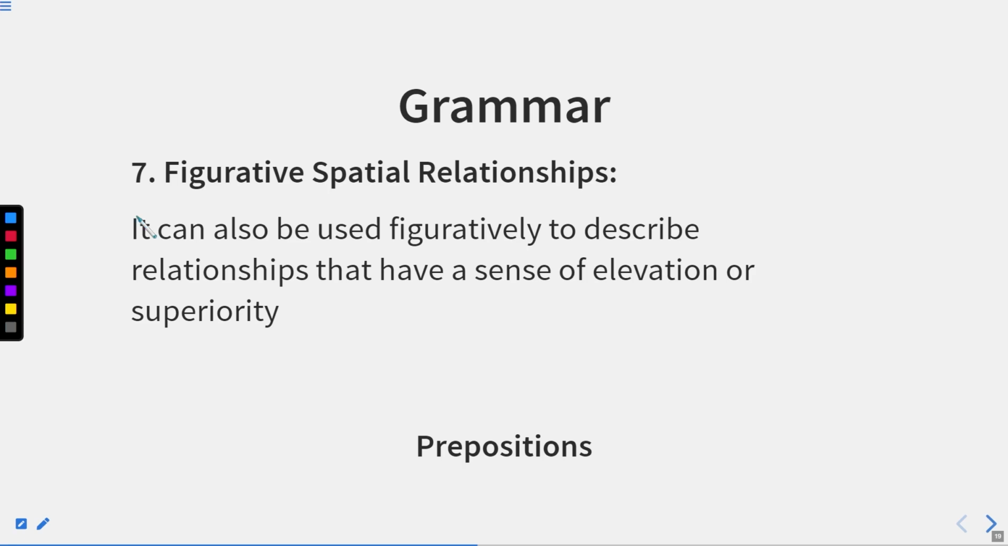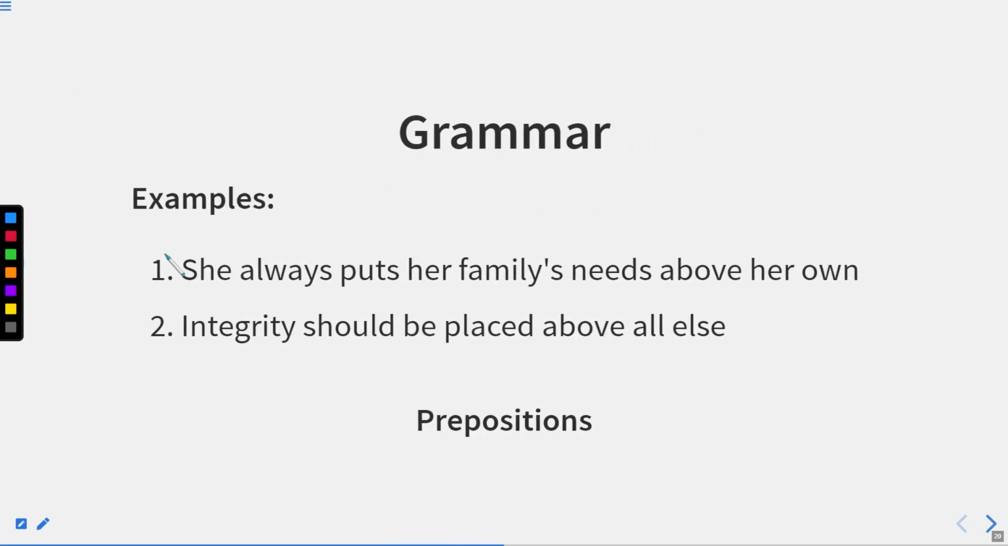Another usage of above is figurative spatial relationships. It can also be used figuratively to describe relationships that have a sense of elevation or superiority. So, some relations are there which we keep beyond anyone, so we can use above for them as well. For example, she always puts her family's needs above her own. It means whatever she needs, her family's needs are the priority for her.